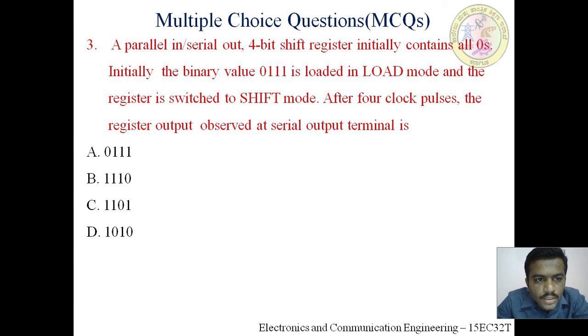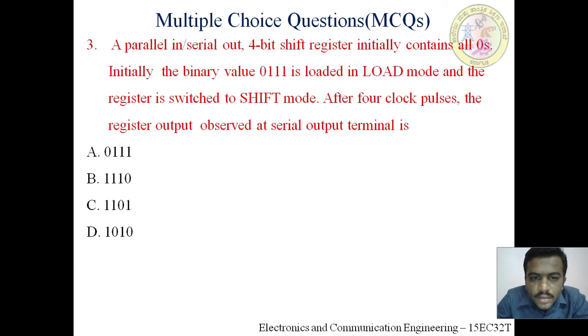Third question, a parallel in serial out 4-bit shift register initially contains all zeros. Initially, the binary value 0111 is loaded in load mode and the register is switched to the shift mode. After 4 clock pulses, the register output observed at serial output terminal is. In parallel in serial out shift register, we have two modes of operation, load mode and shift mode. Initially, the binary value 0111 is loaded into the shift register and the register is switched to the shift mode.